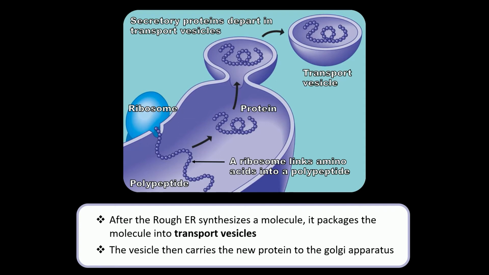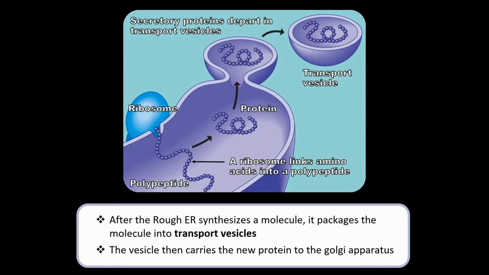So that's what the rough endoplasmic reticulum does. It sits right outside of the nuclear envelope. It traps any RNA that makes its way out. It provides a workspace for ribosomes to do their thing, and once the ribosomes make a protein, they package that protein into a transport vesicle and they send them to the Golgi apparatus.